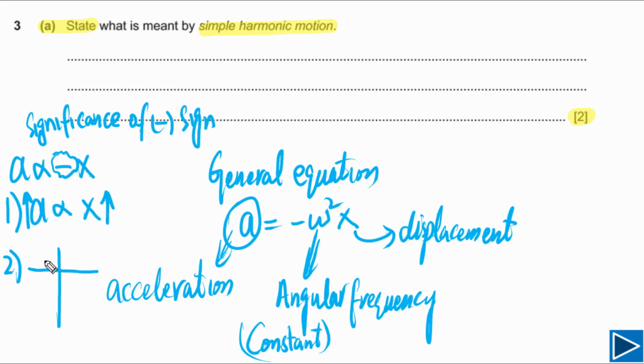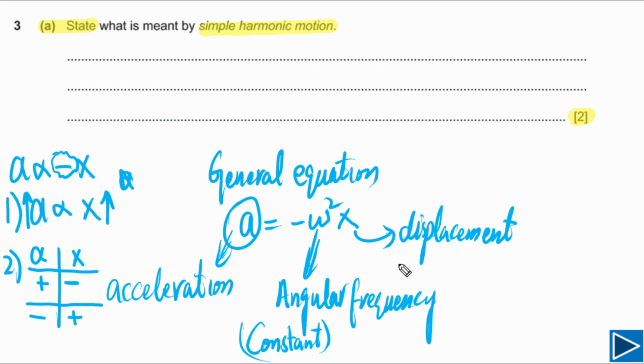We can draw one small table. Let's say this is A and this is X. Negative simply means that when X is negative, A is positive, and when X is positive, A is negative. Let's understand what this table is telling us. When X is negative, A is positive. When X is positive, A is negative. What exactly does it mean? It simply means that acceleration is in the opposite direction to displacement.